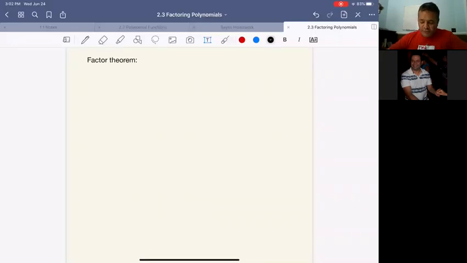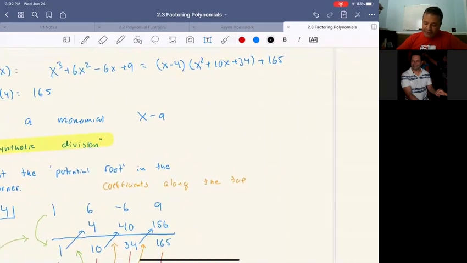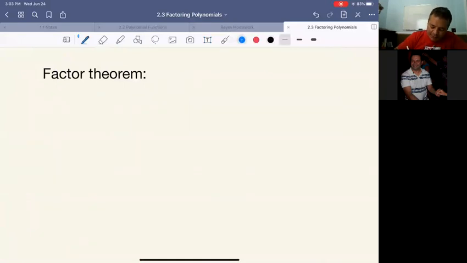All right, so the factor theorem. With the factor theorem, that's sort of what we were talking about over here. Okay, so the factor theorem says if I have a polynomial, or given a polynomial, we should say, x minus a is a factor if and only if f of a equals 0.